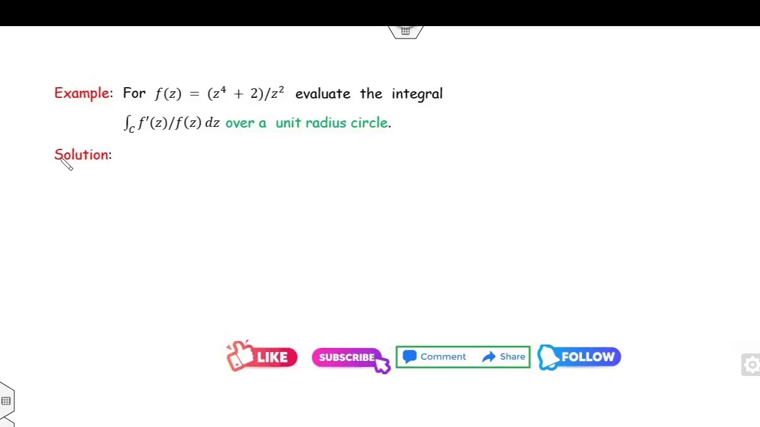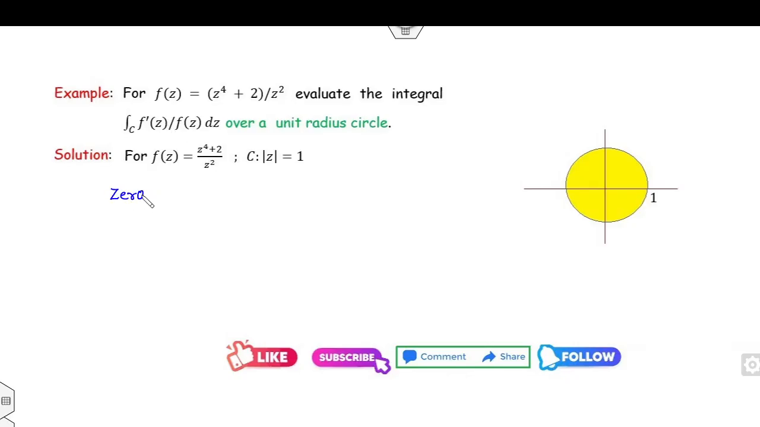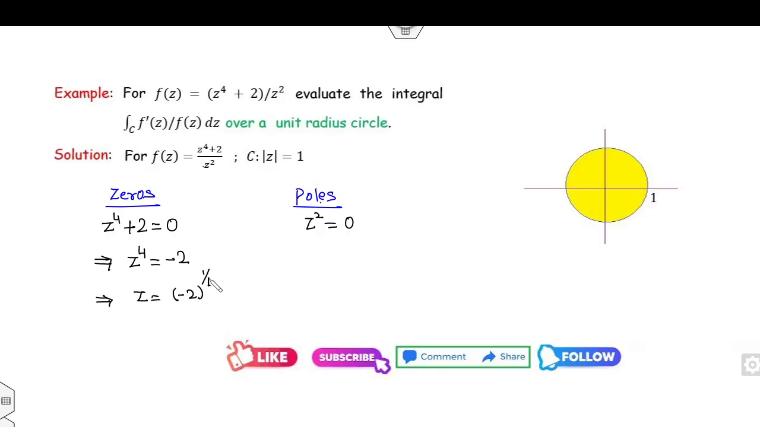Okay, the next question is for the given function f over the unit radius circle. So you can draw the circle and your target is to find the number of zeros and the number of poles. How can you find the number of zeros? I can take z to the 4 plus 2 equal to 0. How can you find the poles? z square is equal to 0. Can you find the value of z to the 4, which is minus 2? The value of z is minus 2 raised to the power 1 over 4. Fine. And clearly this value will always be greater than 1.